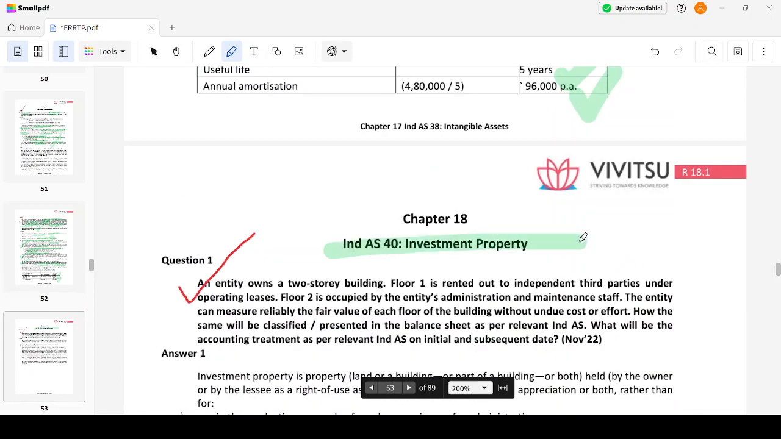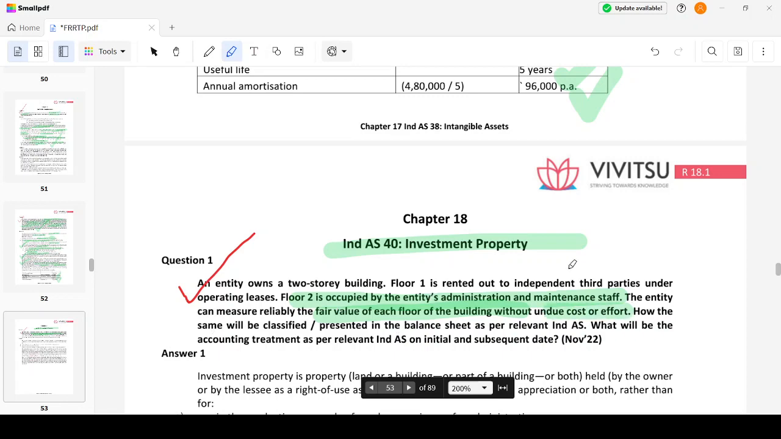So we'll do this. I'll check with the next channel, as only one question, then we'll do it, or else we'll complete with this. Okay. An entity owns a two-story building. Floor 1 is rented out to independent parties under operating leases. Floor 2 is occupied by the entity's administration and maintenance staff. The entity can measure reliably the fair value of each floor of the building without undue cost or effort.